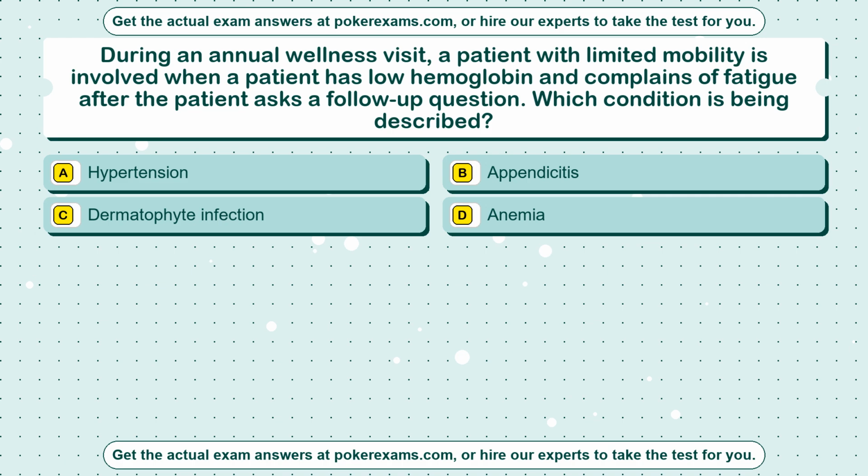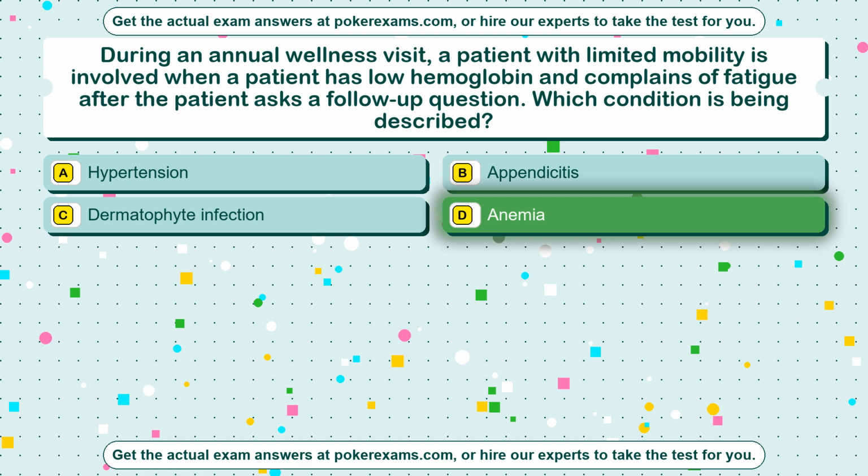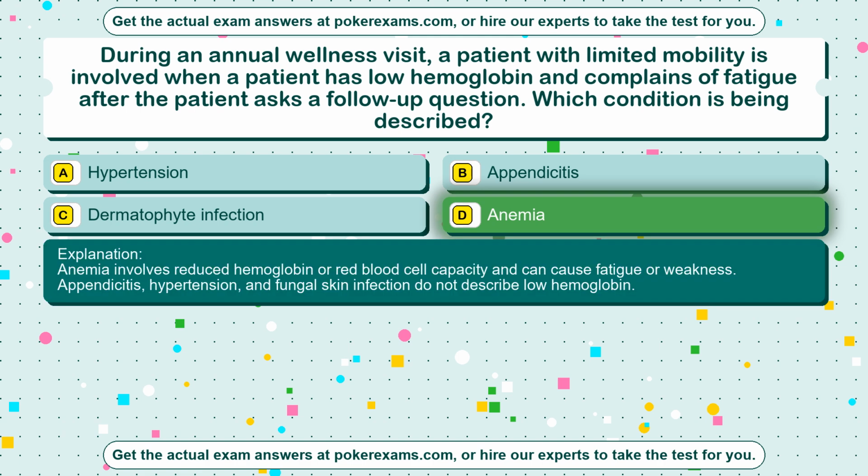Question 58. During an annual wellness visit, a patient with limited mobility has low hemoglobin and complains of fatigue after the patient asks a follow-up question. Which condition is being described? Option A, hypertension. Option B, appendicitis. Option C, dermatophyte infection. Option D, anemia. The correct answer is option D, anemia. Anemia involves reduced hemoglobin or red blood cell capacity and can cause fatigue or weakness. Appendicitis, hypertension, and fungal skin infection do not describe low hemoglobin.